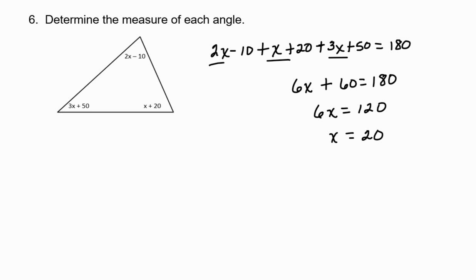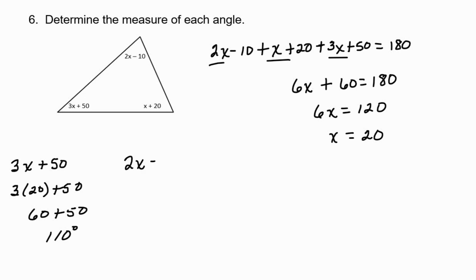Now, I'm not done yet. I wasn't asked to just find out what x is. I want to know the measure of each angle. The first angle here on the bottom left is 3x plus 50. So I'm going to substitute 20 in place of that x. So I'm going to have 3 times 20 plus 50. So that angle is 60 plus 50, which is 110. So it's 110 degrees.